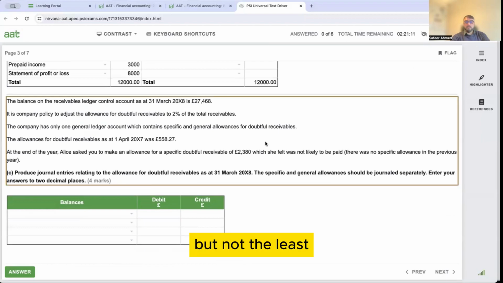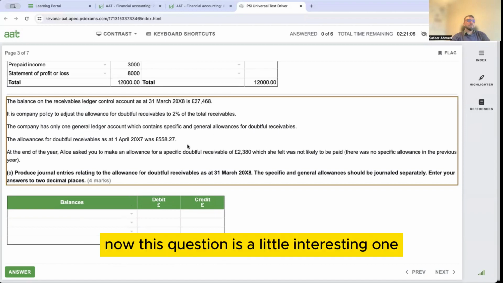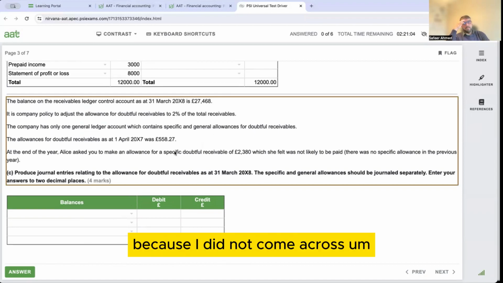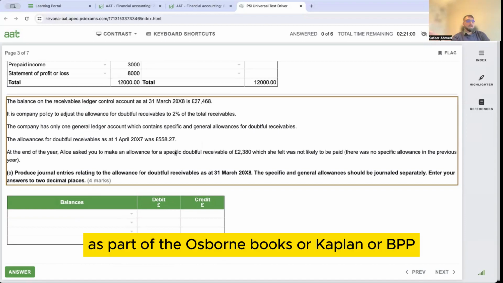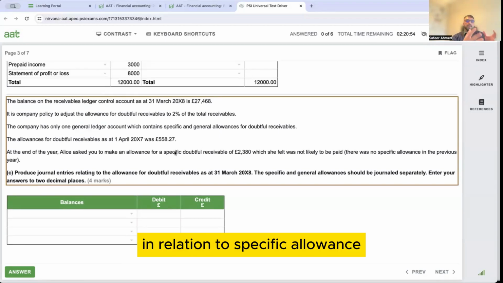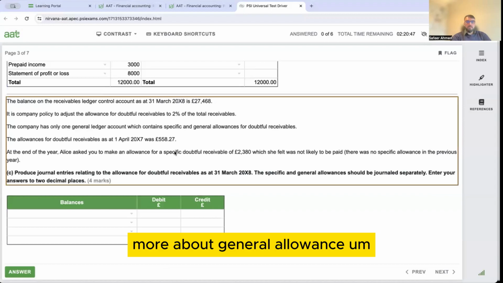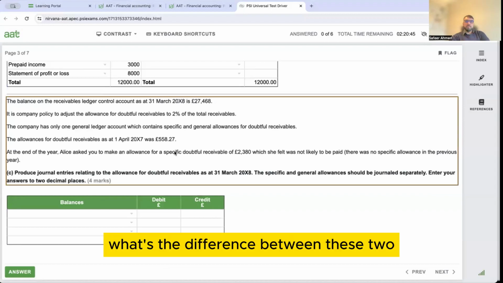Last part of this question, but not the least, which is the allowance for doubtful receivables. Now, this question is a little interesting one because I didn't come across it as part of the Osborne books or Kaplan or PPP. So this is in relation to specific allowance as well as general allowance, because normally what I have seen was more about general allowance. So first of all, what's the difference between these two?